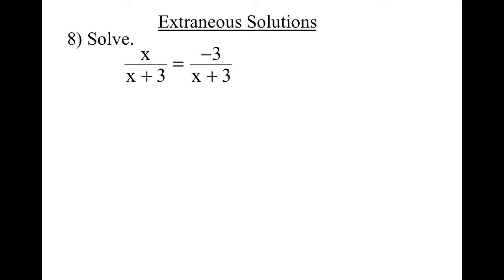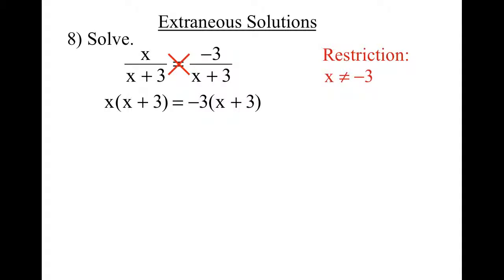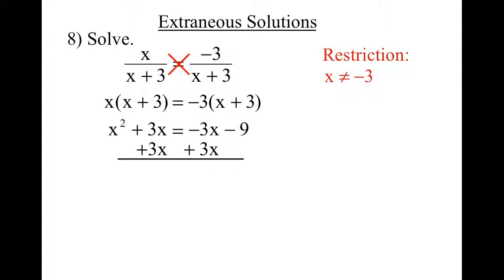All right, now check your work. My restrictions should have been x cannot equal negative 3. In this situation, I do my cross products. x times the quantity of x plus 3 is equal to negative 3 times the quantity of x plus 3. Multiply it out. Add 3x to both sides. Add 9 to both sides.